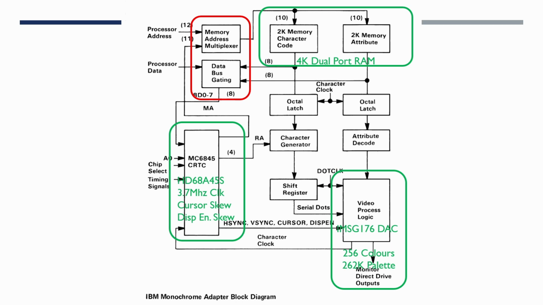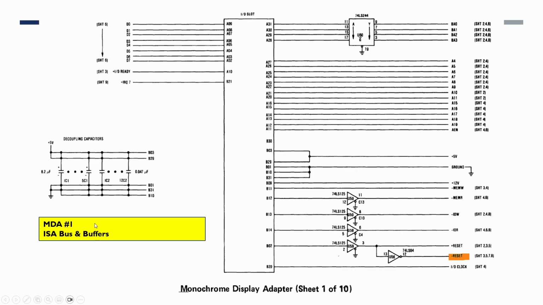What we're going to do now is to review 8 of the schematics from the original IBM MDA documentation. 2 of the schematics were for the parallel port, which we're not going to include in this project. So the first sheet is really just the interface to the I/O slot. So this was a plug-in card on the ISA bus, and we don't really need to worry too much about that.